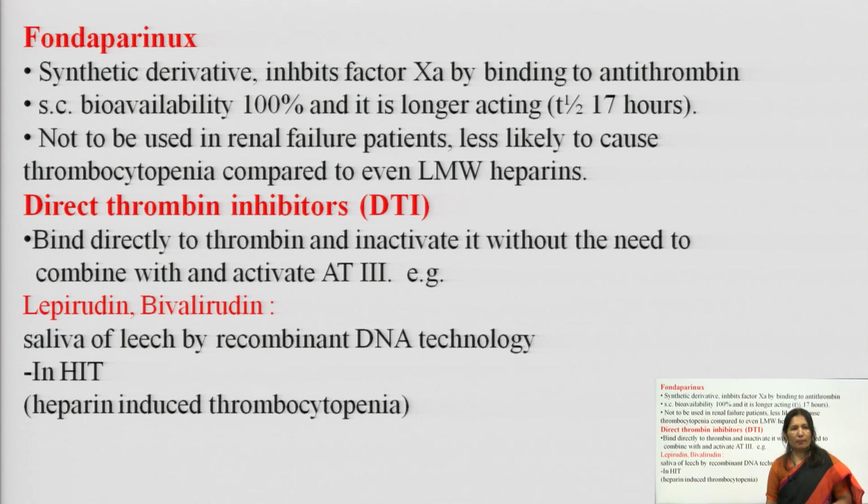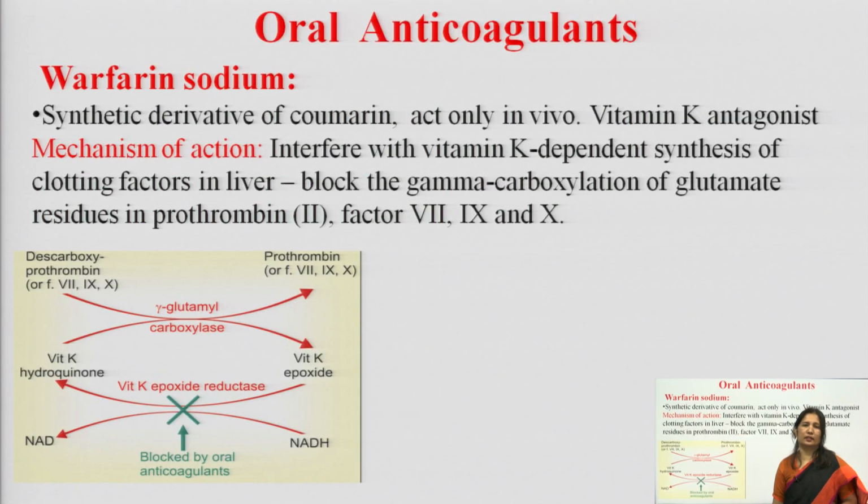Others are direct thrombin inhibitors. They bind directly to thrombin and inactivate it without the need to combine with and activate antithrombin 3. Examples are lepirudin and bivalirudin. So, these are the other parenteral anticoagulants, and next are oral anticoagulants. Among oral anticoagulants, the most important is the coumarin derivative warfarin sodium.